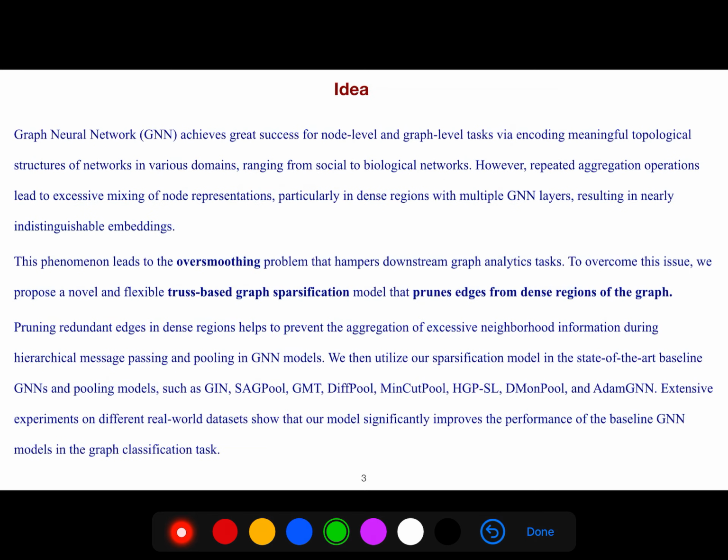Graph neural networks achieved great success for node-level and graph-level tasks via encoding meaningful topological structures of networks in various domains, ranging from social to biological networks. However, repeated aggregation operations lead to excessive mixing of node representations. By the way, this aggregation operator is a low-pass filter.